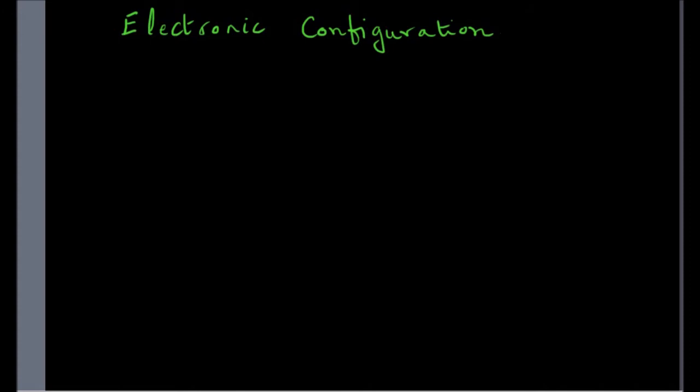While filling the orbitals, electrons follow a few rules. That is, they occupy the orbitals in the increasing order of energy. That is, after filling orbitals of lower energy only, electrons occupy orbitals of higher energy. And you know that each orbital can accommodate only 2 electrons. And these 2 electrons must have opposite spins.